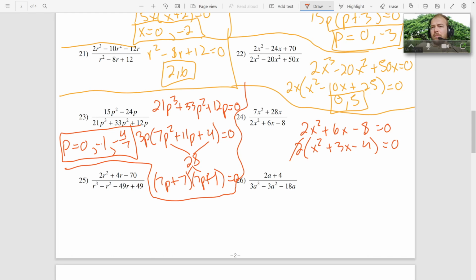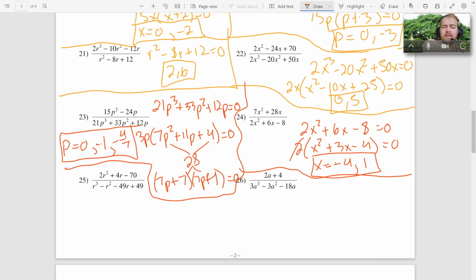Then the factors of negative 4 are going to be positive 4 and negative 1. So my answers are going to be negative 4 and positive 1. Negative 4, positive 1. All right, so 24 actually wasn't that bad. All right, 25. Ooh, I've got 4 things.